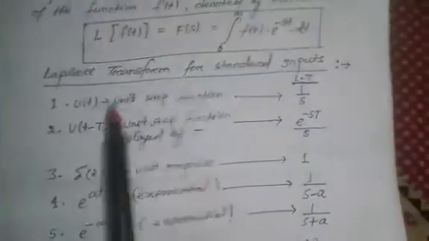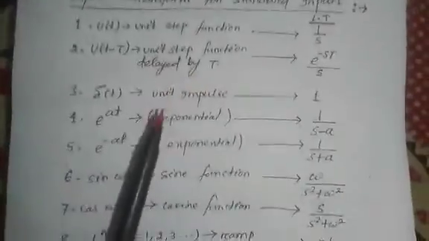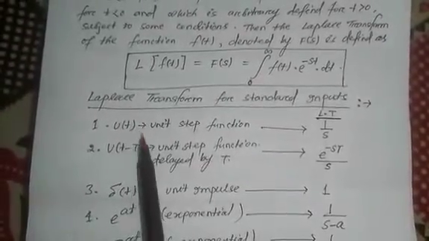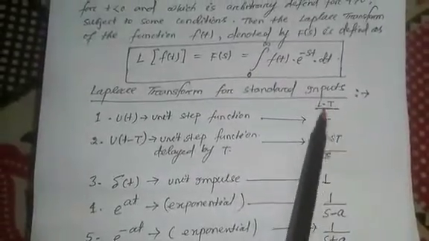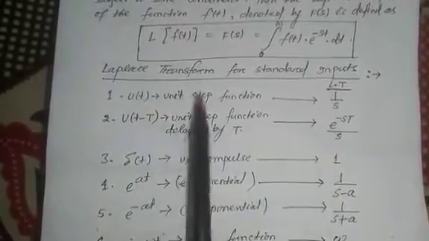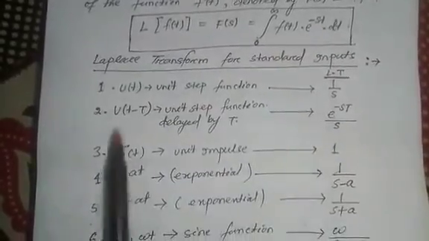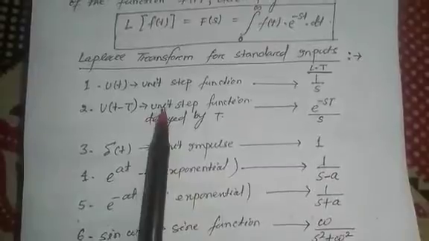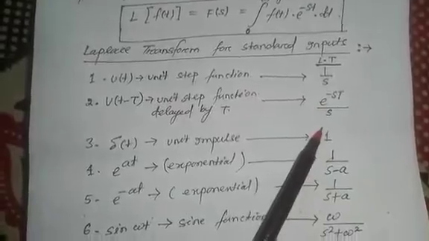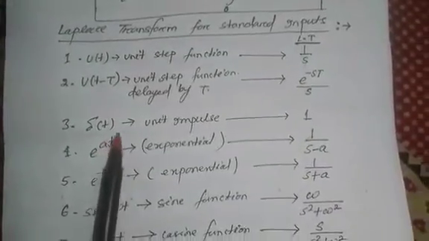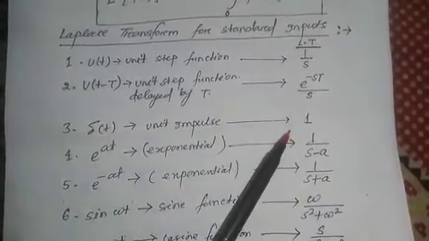Then you see the Laplace transform for standard inputs. You just remember these formulas. If you put this function f(t) at this place, then you can get this result after taking the Laplace transform. LT means Laplace transform. You see, u(t), the unit step function. If you take the Laplace transform by using the above formula, you get 1/s. u(t-T), the unit step function delayed by T, gives e^(-sT) divided by s. Okay, you see delta(t), the unit impulse. The Laplace transform of the unit impulse is 1.